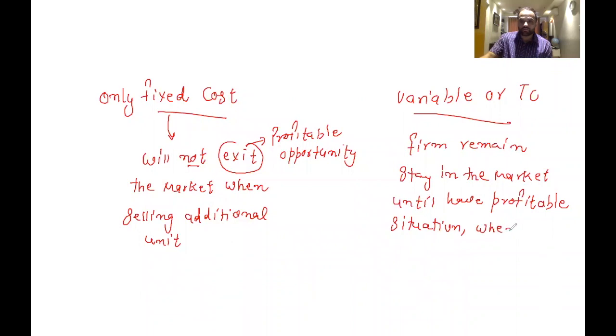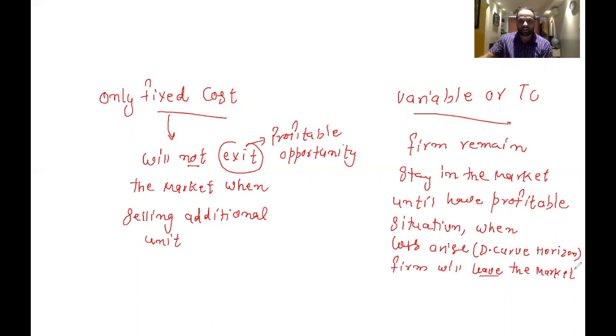When loss arises, why does loss arise? Because your demand curve is horizontal. Your demand curve is horizontal. So when the loss arises, the firm will leave the market, exit the market. So that's the whole idea here. All right, that's the whole idea here.